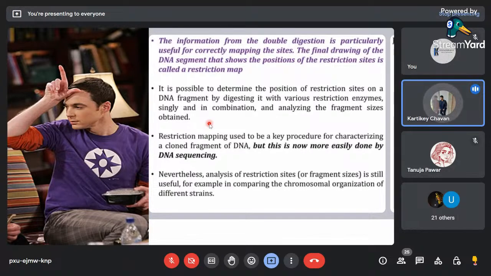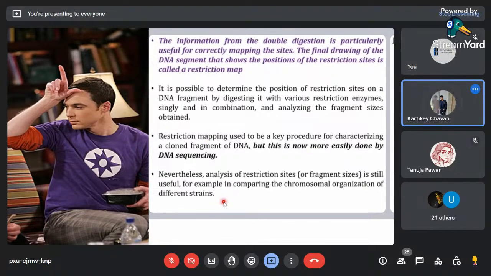Restriction mapping used to be a procedure for characterization of a cloned fragment of DNA, but this is now more easily done by DNA sequencing, the newer evolving method. Nevertheless, analysis of restriction enzyme fragment sizes is still useful, for example, in comparing the chromosomal organization of different strains. If there are different strains of a species, in order to differentiate them we can use restriction mapping so that we can compare their fragment sizes with each other.